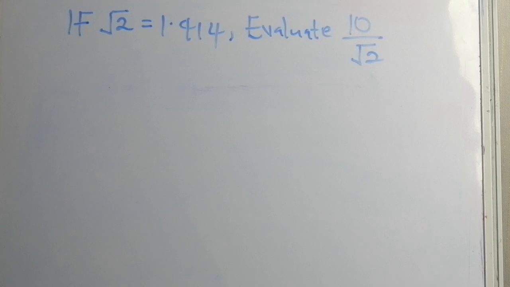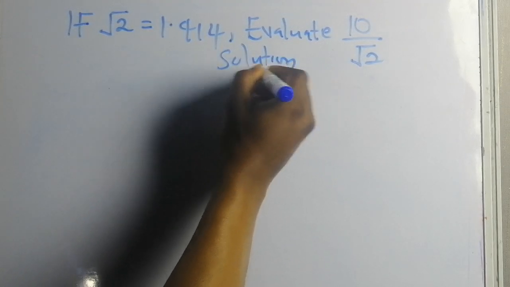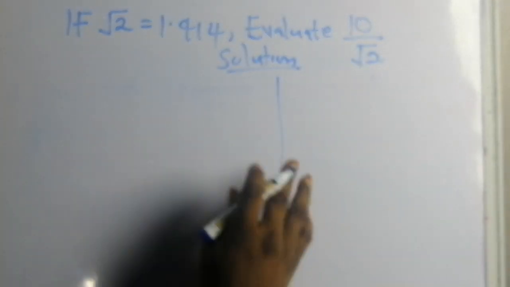Now you can see that this is one of the questions we shared. If root 2 is equal to 1.414, evaluate 10 over root 2 without using a calculator. That was emphasized: without using what? Calculator. So you have the solution here.